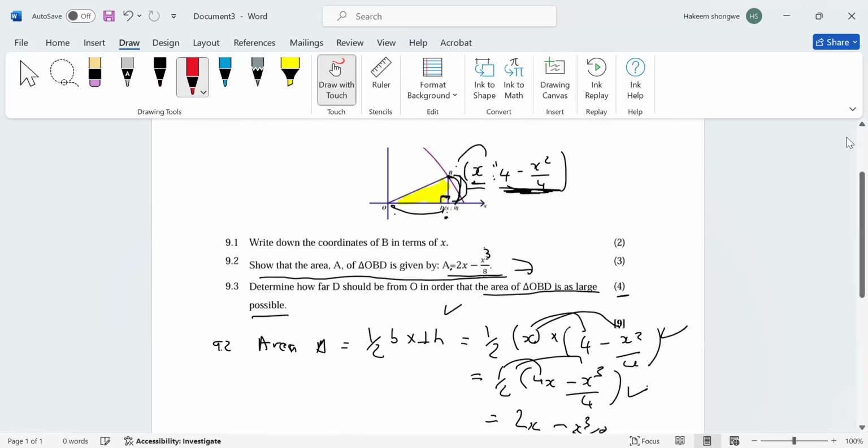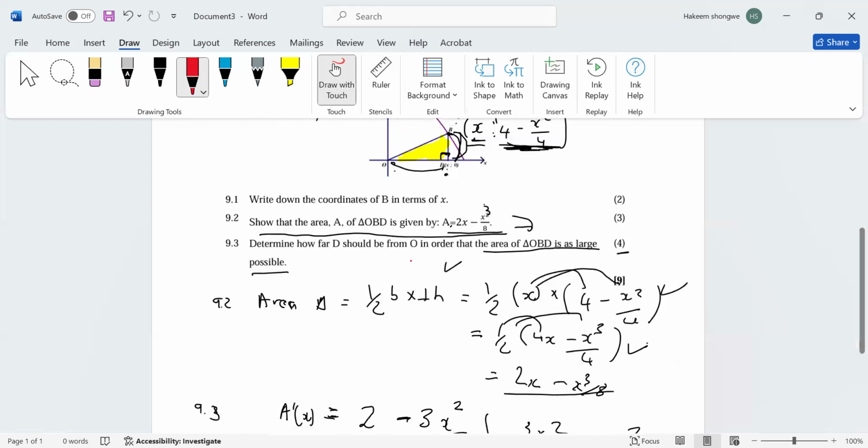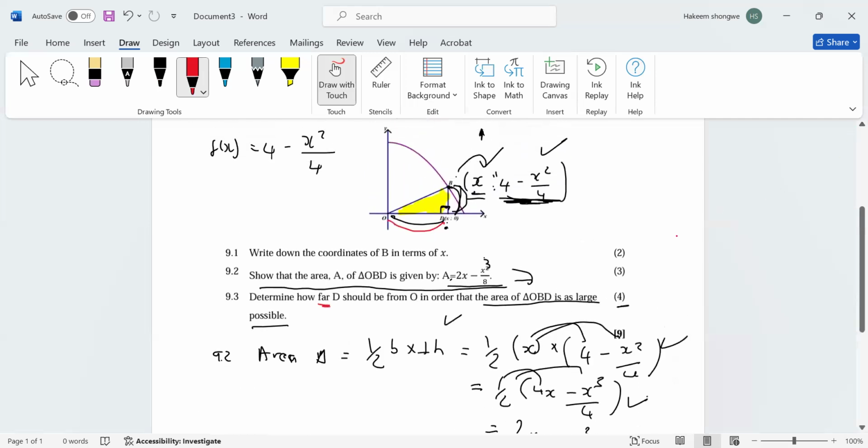But let's check what the question wanted. They want the maximum. Because they said determine how far D should be, we should double check the answer by substituting, because sometimes when you get 2 answers, one can give you a maximum and the other can give you a minimum, even if it's a negative. Yes, you can check.